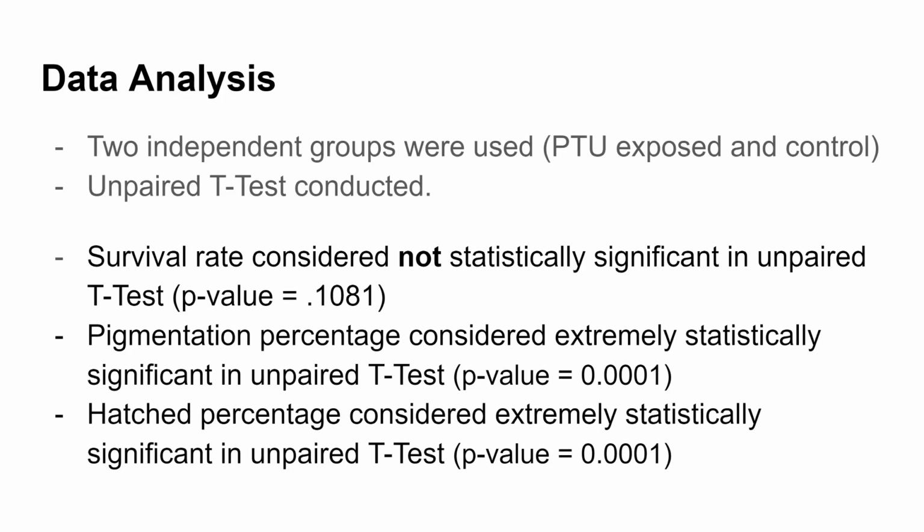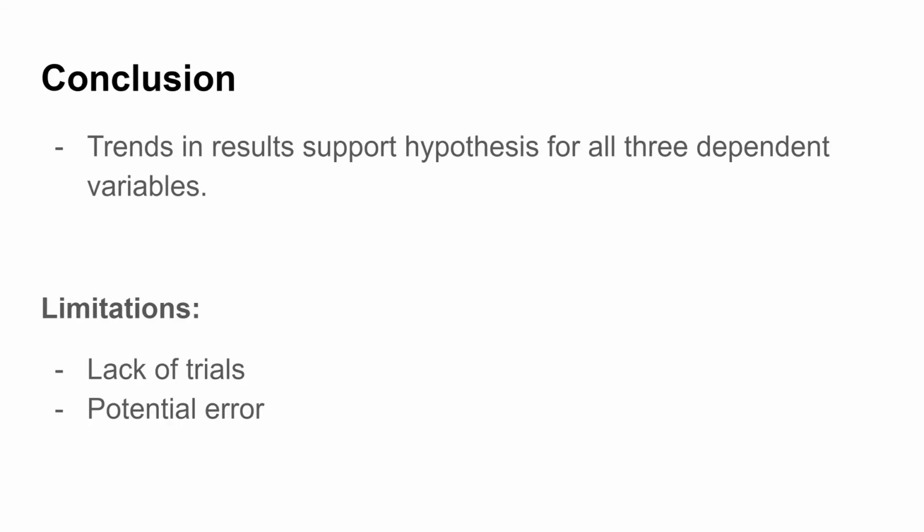As stated before, we used an unpaired t-test to determine statistical significance because there were two independent groups, the PTU exposed group and the control group. The difference between our data for hatched percentage and pigmentation percentage between the two groups was considered extremely statistically significant. However, our data for survival rate was considered not statistically significant by a slight margin. The trends in our data supported all three of our hypotheses.